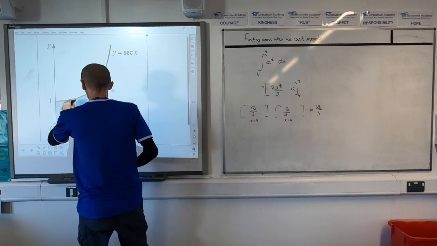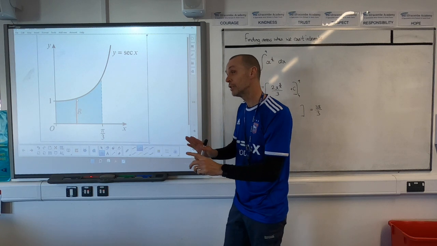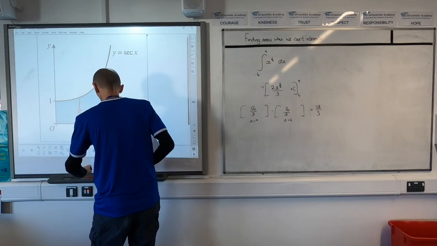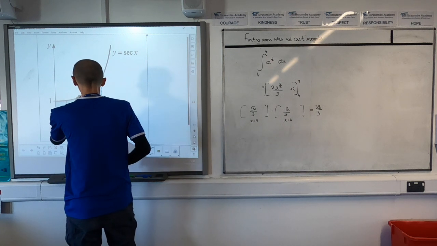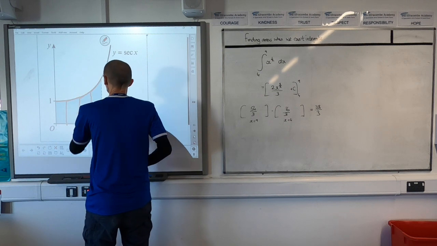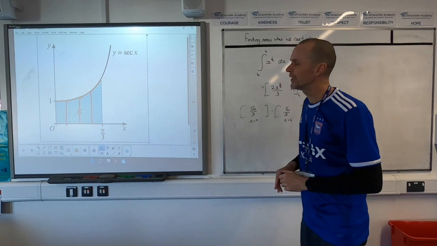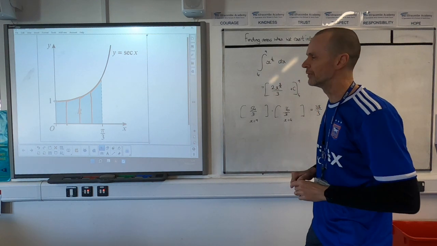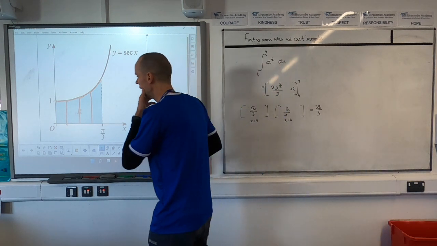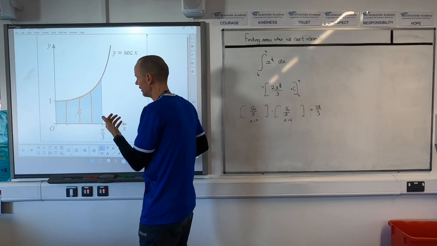Okay. So we split it into rectangles, or if we want to be a bit more accurate, trapeziums. So I'm going to split this up into 4 trapeziums, and if I worked out the area of those trapeziums, I'd get a pretty good estimate for the area under the curve. Actually, if I did trapeziums, would I get an overestimate or an underestimate for this curve?